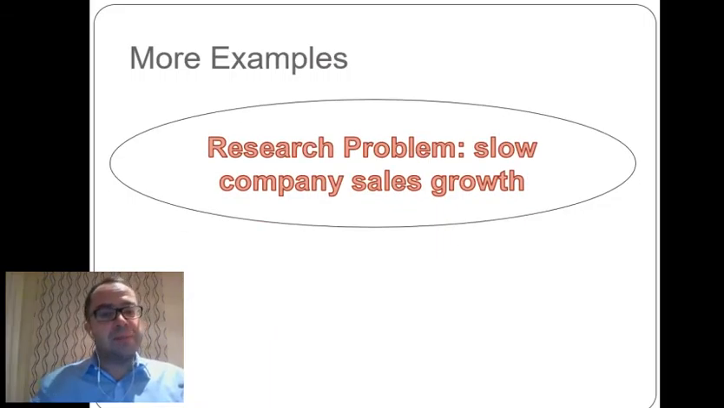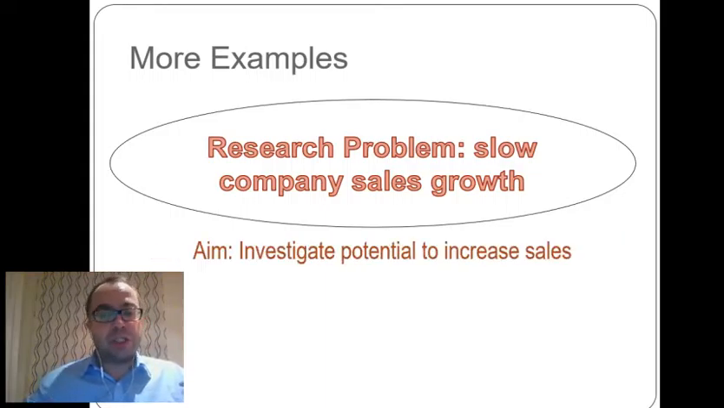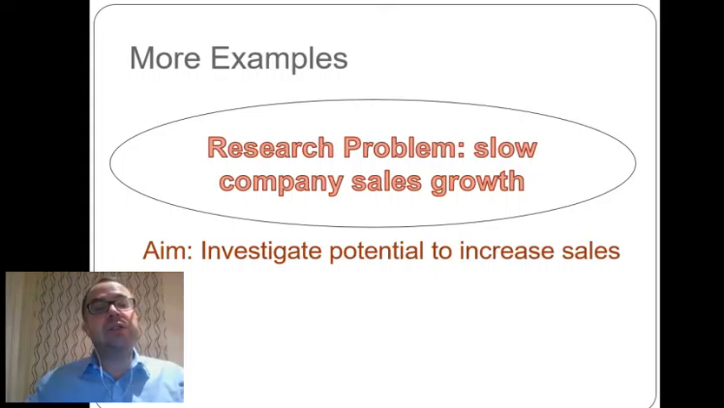More examples. Here is a research problem. Slow company sales growth. The company is experiencing extremely slow sales. Sales are not growing as much as the Chief Executive Officer would like. What you're trying to achieve with your research is to investigate the potential to increase sales. You want to find out, is there any scope for the company to actually boost their sales?